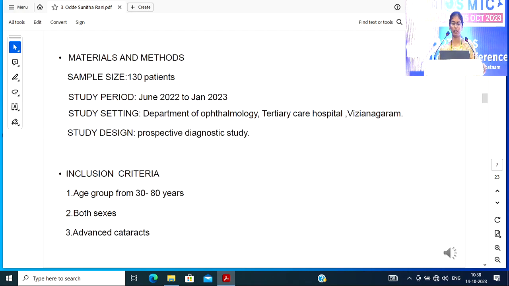Materials and methods. Sample is 130 patients. Study period June 2022 to January 2023. Study setting: Department of Ophthalmology. Study design: prospective diagnostic study. Inclusion criteria: age group from 30 to 80 years, both sexes, and advanced cataracts.